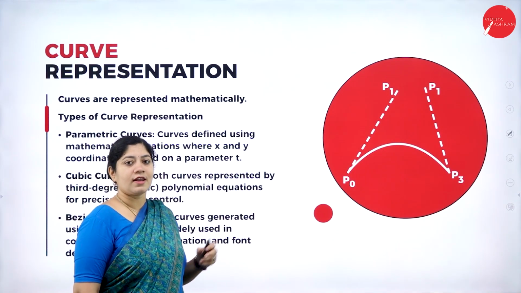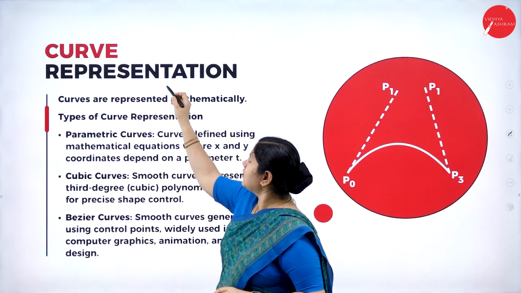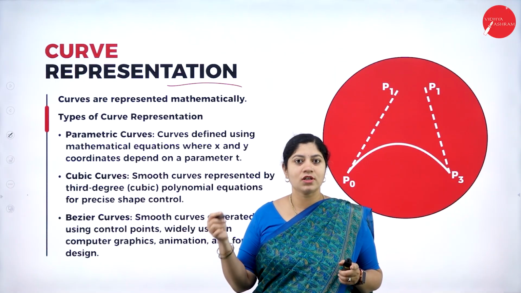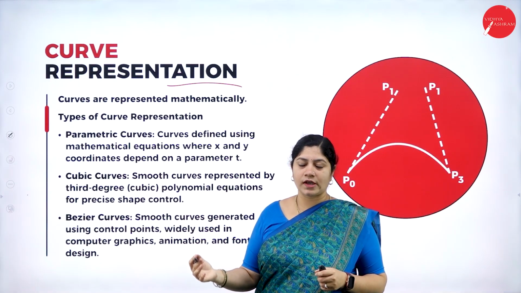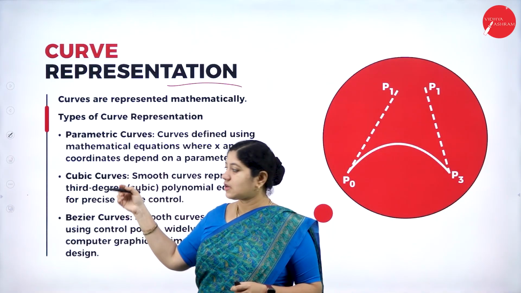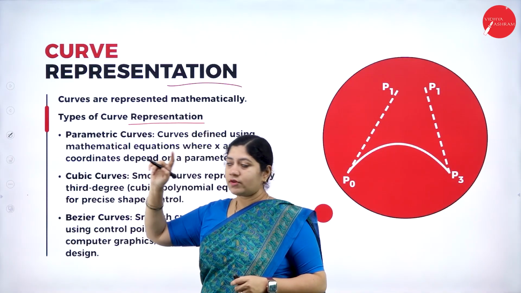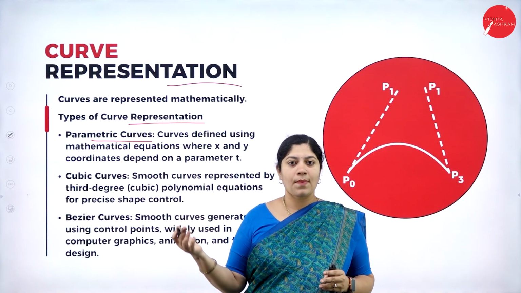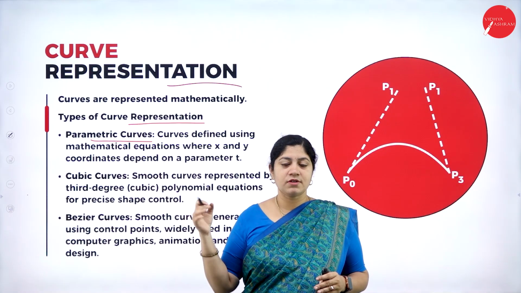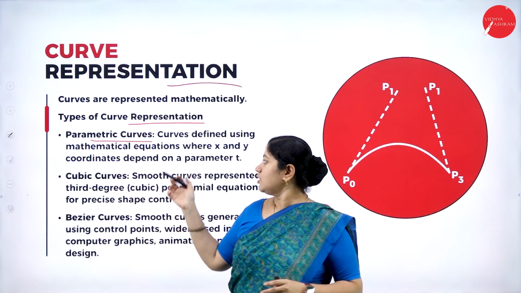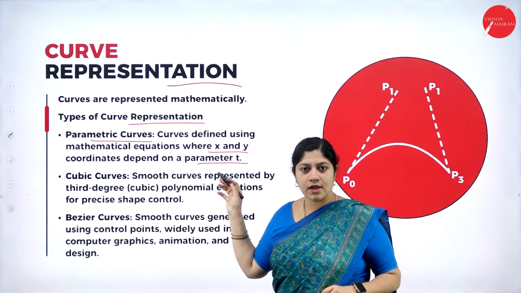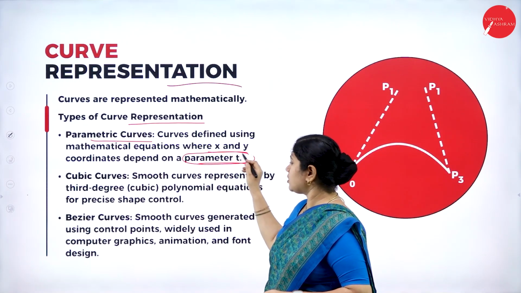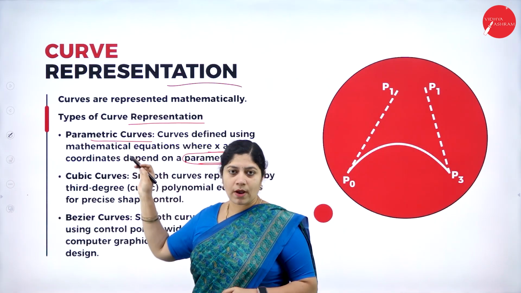Let's move forward and understand curve representation. Curve representation just means representing a curve with respect to mathematical factors. In order to do this, we have various types of curve representation, starting with the first one, parametric curves. As the name itself says, there will be a parameter, and with respect to that parameter we will be defining various variables. Thus, we are considering x and y coordinates depending on the parameter t. So this is a special parameter, thus it is considered a parametric curve.